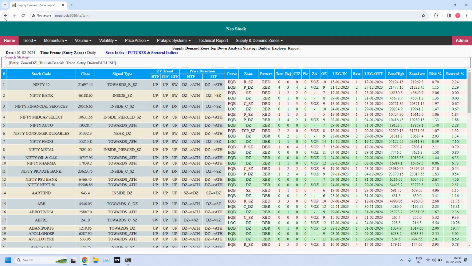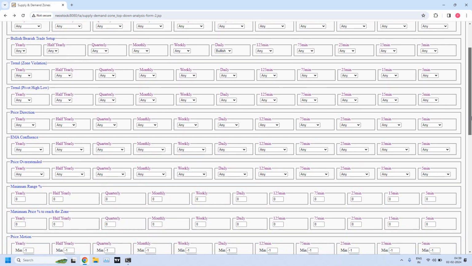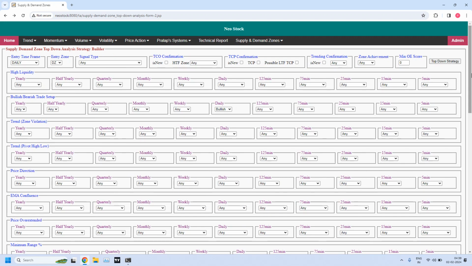So that is the reason why I am going back to the strategy builder. Then I scroll down up to the parameter test count. See here, we have a parameter test count at the bottom. In this test count parameter, which time frame do you want fresh zones? Our entry time frame is daily. So here I am setting the minimum value as 0 and maximum value as 0. That means the value should be 0. The test count 0 indicates it is a fresh zone. Now let me go on the filter.